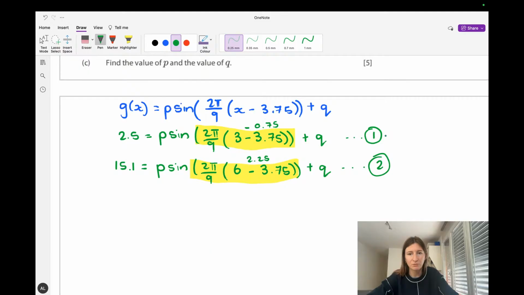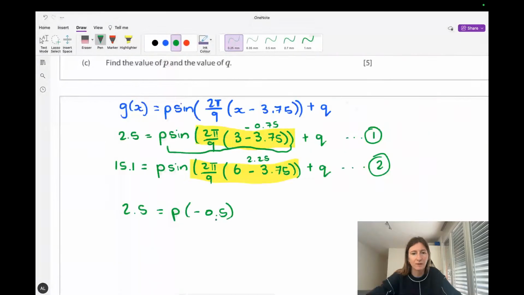So that was for equation 1. I'm going to simplify. So I write again, 2.5 equals P. Now I've just found that this whole thing is a lovely minus 0.5. It was negative, wasn't it? Yeah. Plus Q. Oh my word, that's already looking way simpler. So I'm going to rename this as equation 3. Do the same one for this one.